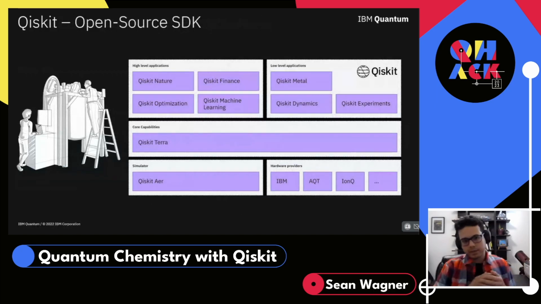So this is what Qiskit looks like. Qiskit is a multifaceted open source project. There's a core layer of capability for building circuits and interacting with real machines and simulators. We call that Qiskit Terra. On top of this, we've also built application modules. The key one related to this talk is called Qiskit Nature, and Qiskit Nature embodies all of the quantum chemistry routines that we've built in.